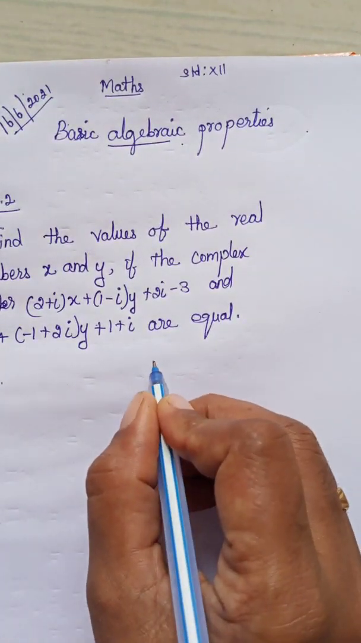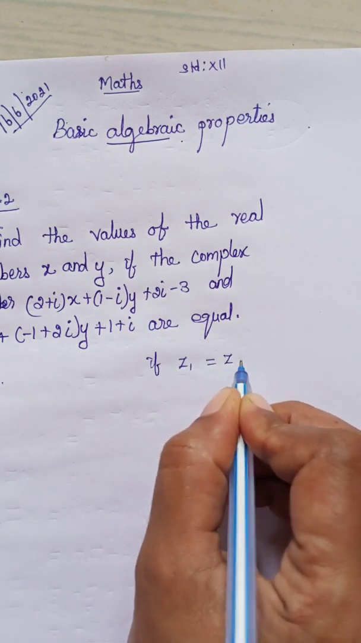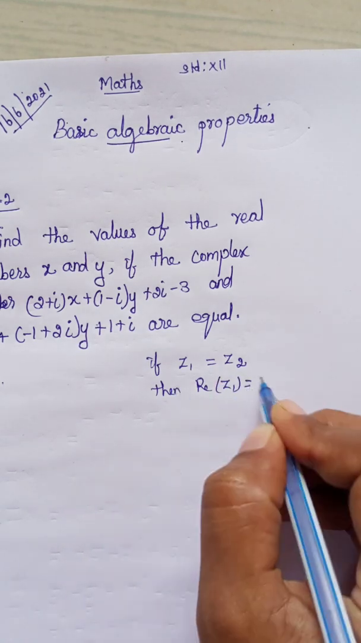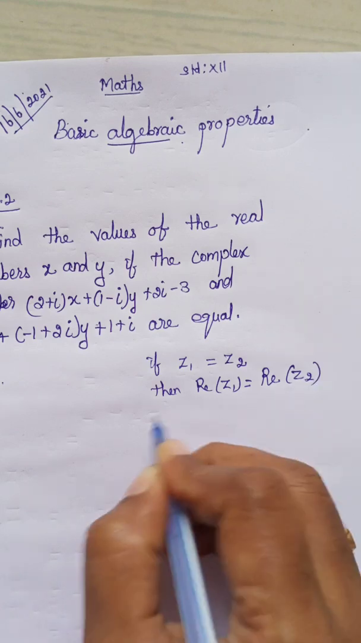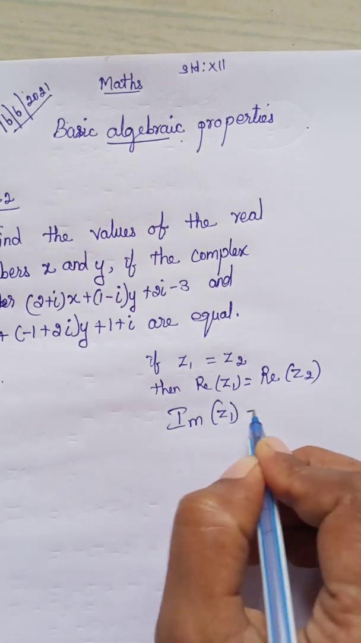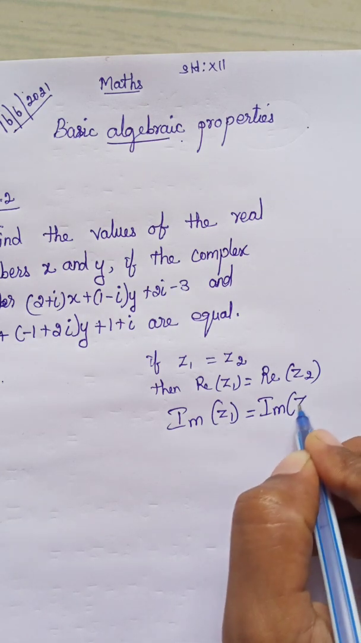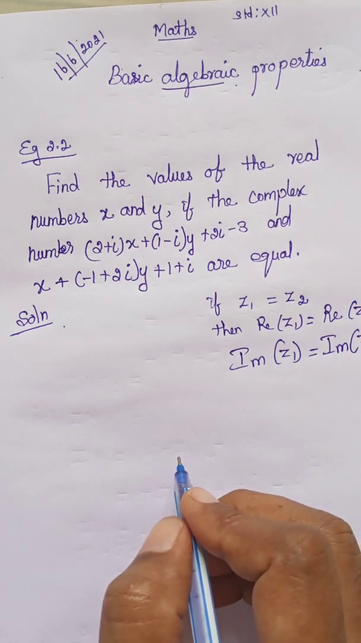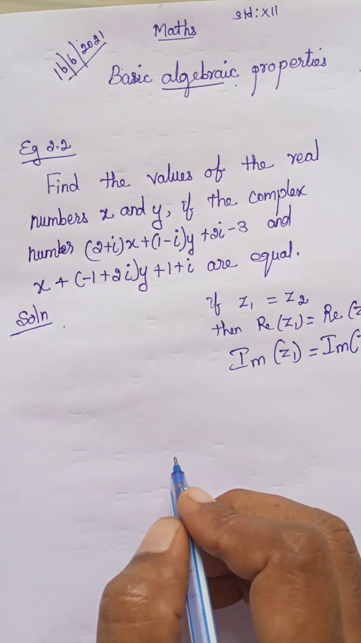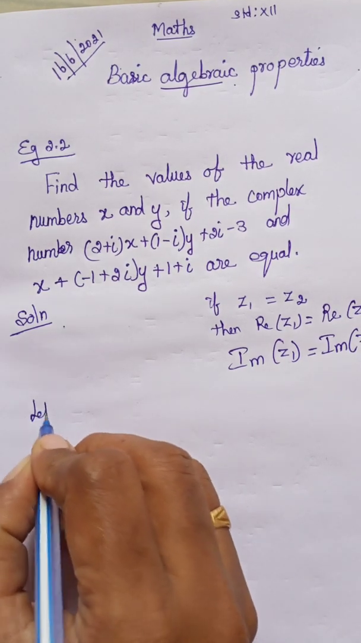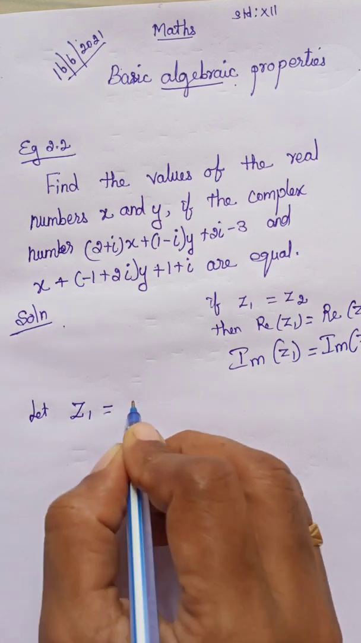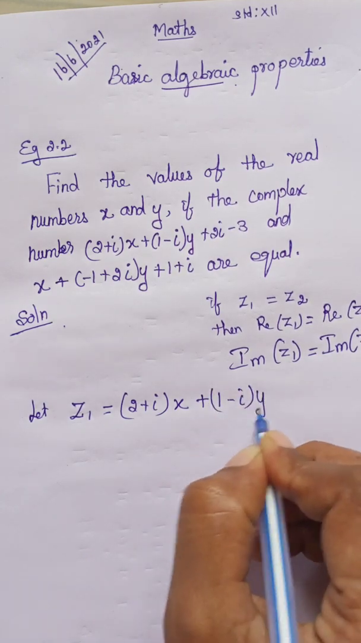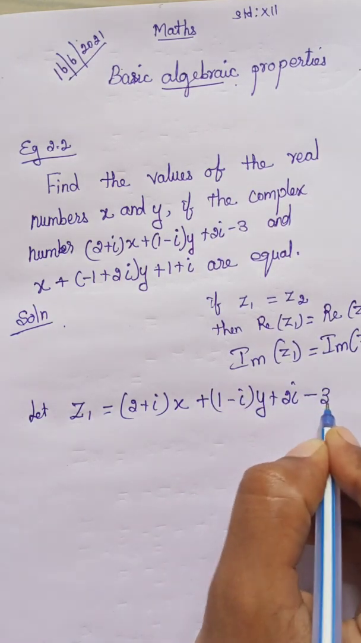See, we have learned that if z1 is equal to z2, then the real part of z1 will be equal to the real part of z2 and the imaginary part of z1 will be equal to the imaginary part of z2. Is that clear? Okay, so first we will take the two complex numbers as z1 and z2. Then we can equate the real part. Let z1 is equal to (2 + i)x + (1 − i)y + 2i − 3.